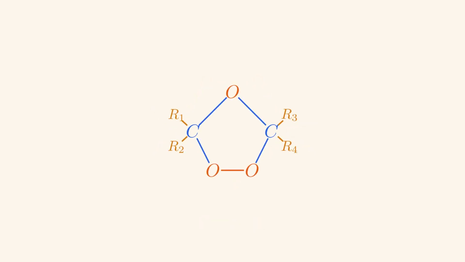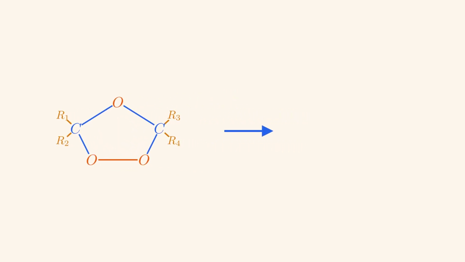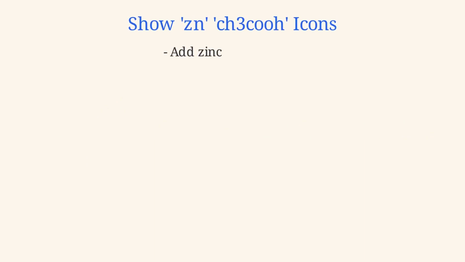At this point, the original carbon-carbon bond, the very spine of our molecule, is gone. It has been completely severed. But we aren't finished yet. To get our final products, we need to work up the reaction. Imagine we add a little bit of zinc and acetic acid.